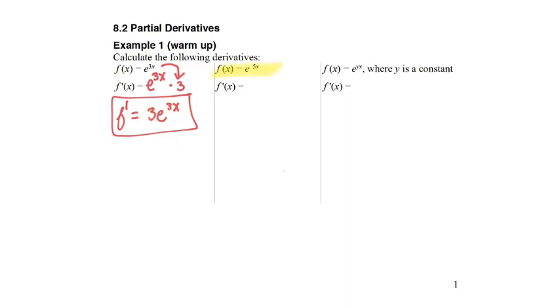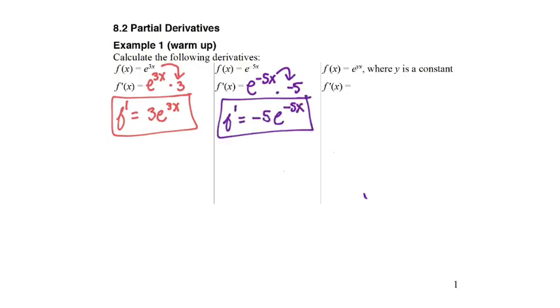Now we do the same problem again, but instead of 3 being the coefficient on the variable in the exponent, it's -5. So we copy the question. We don't write the natural log of the base, but we do take the derivative of the exponent, which is -5x, to give us -5e to the -5x, and we won't worry about negative exponents.